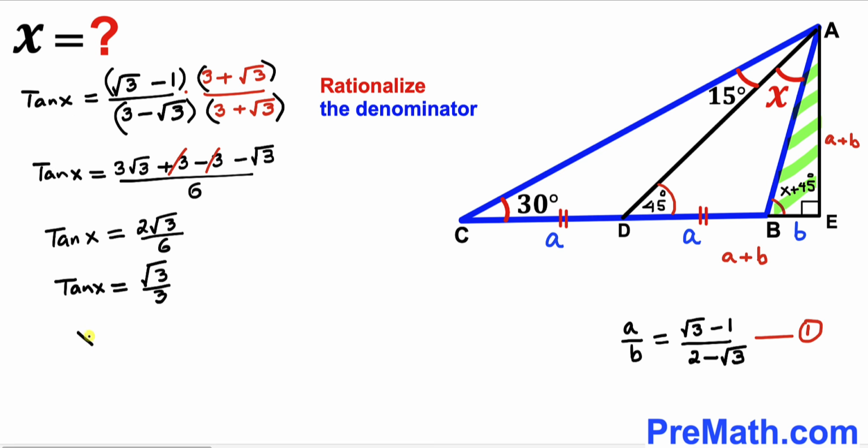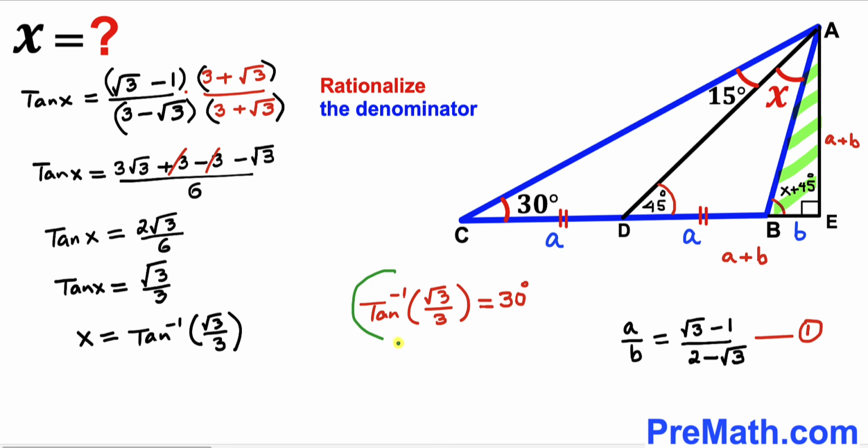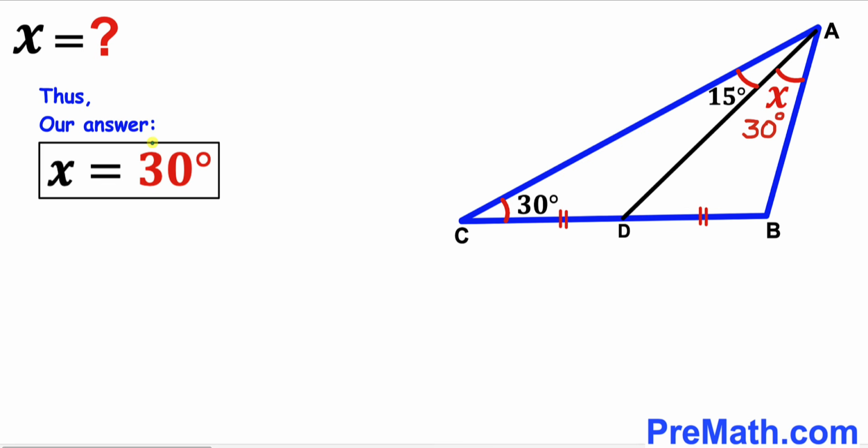So therefore we can write this thing as x equals tangent inverse of (square root of 3 divided by 3). And now we know that tangent inverse of (square root of 3 divided by 3) is 30 degrees. So thus we can write our angle x turns out to be equal to 30 degrees. Thus our angle x turns out to be 30 degrees.